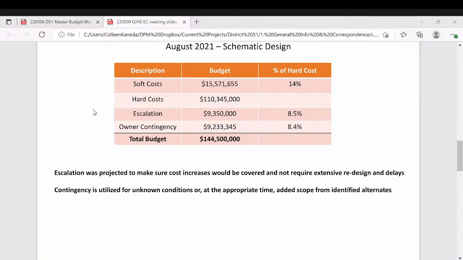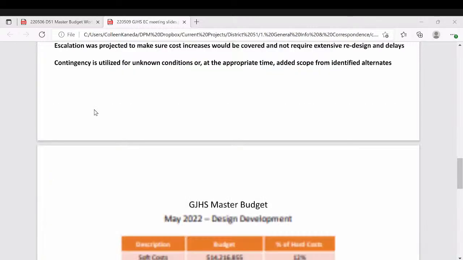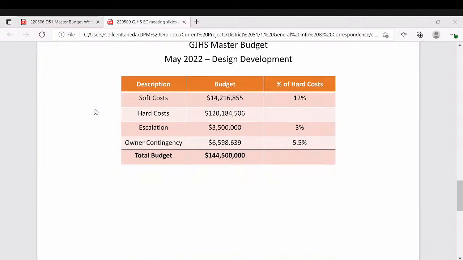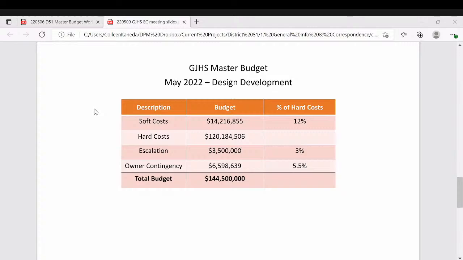So the big curtain opening here. We are here in May of 2022 at Design Development. Our total budget bottom line is 144.5 because we can't go over that number. Where we are in the soft costs, we actually have gone down because we've gotten some savings over what we had projected on some of the soft costs. So I think some of the design fees were less than we were anticipating originally. I'd have to go back and look at the master budget to look at what went down.